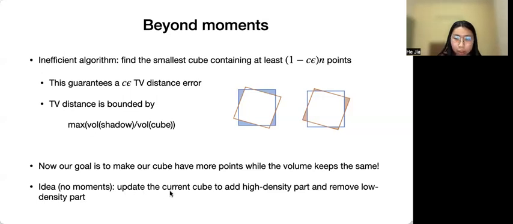So we update the current cube to add the high density part. We find those parts on the boundary of the cube that contain more points but have a relatively small volume. And at the same time, we can remove the low density part. Those parts have a small number of points inside, but a large volume.